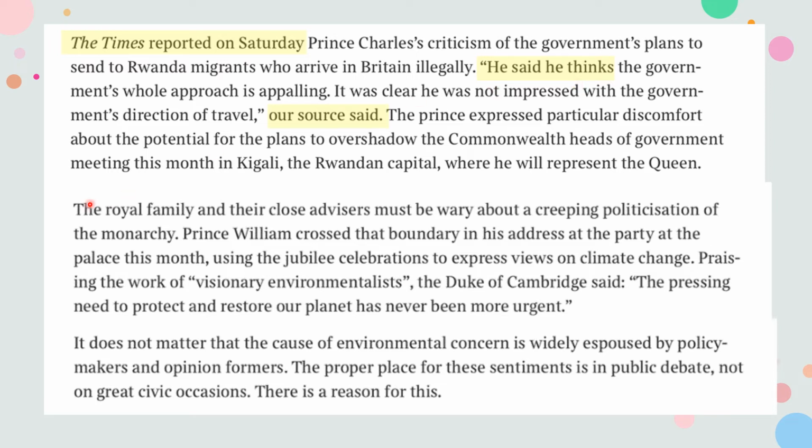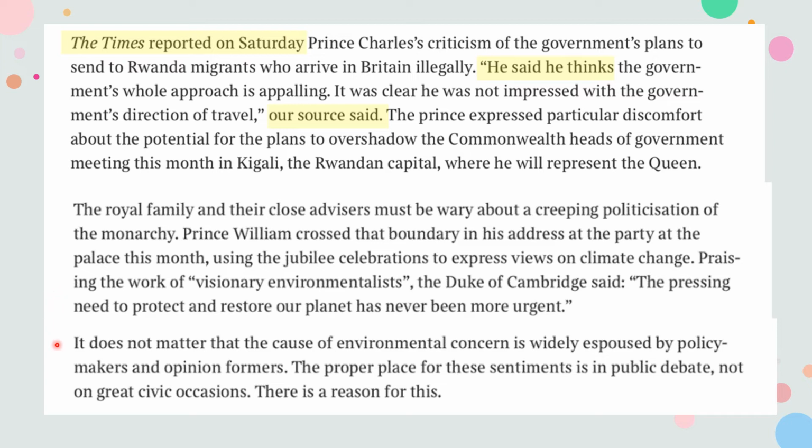what he was saying. So, reading the next two paragraphs: "The royal family and their close advisers must be wary about a creeping politicalisation of the monarchy. Prince William crossed that boundary in his address at the party at the palace this month, using the Jubilee celebrations to express views on climate change. Praising the work of visionary environmentalists, the Duke of Cambridge said, 'The pressing need to protect and restore our planet has never been more urgent.'